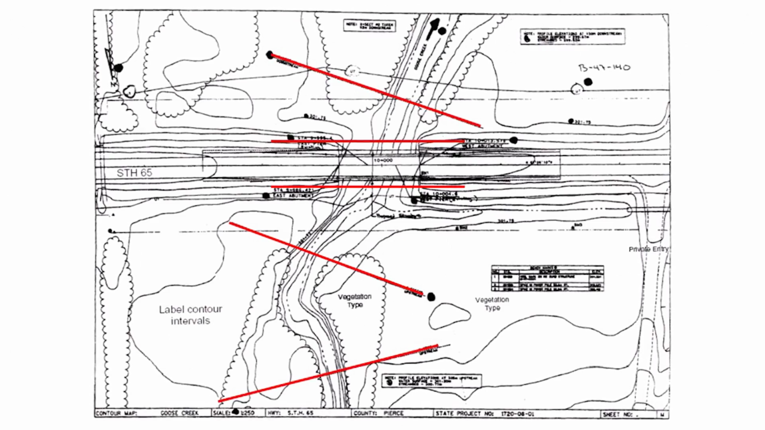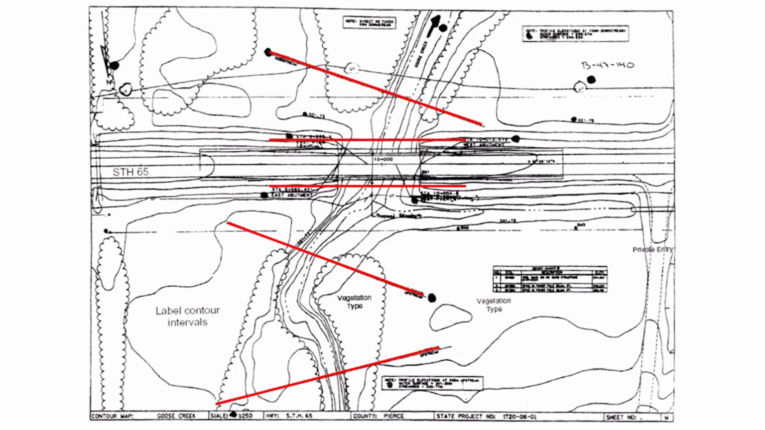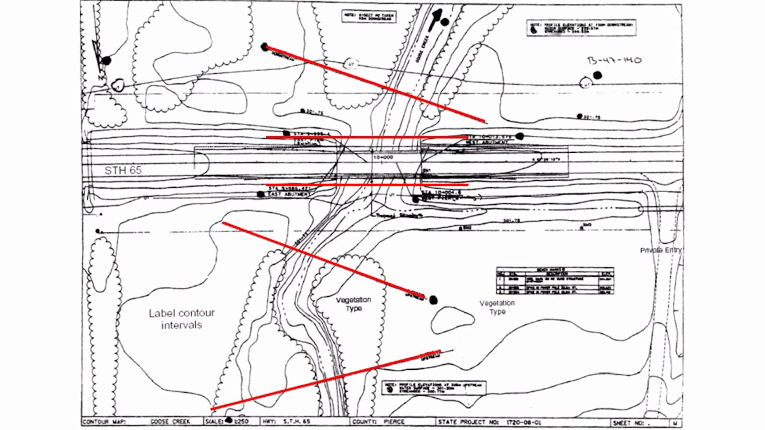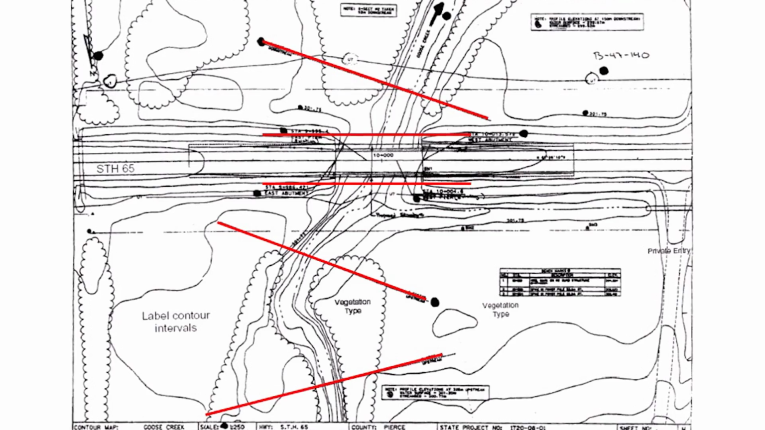Cross-sections should be taken at both faces of the existing structure, approximately one bridge length upstream and downstream, and an additional 200 feet further downstream. These cross-sections should be taken perpendicular to the channel and extend to the edges of the floodplain.